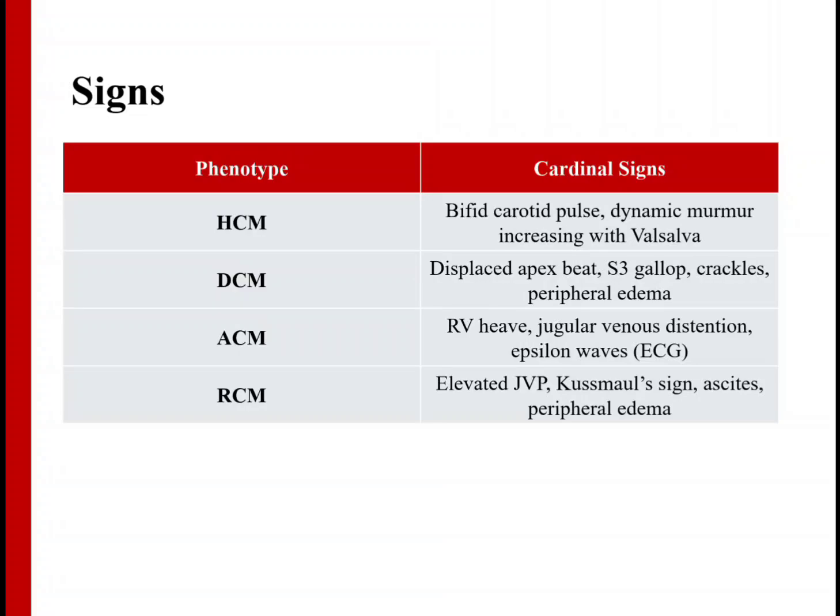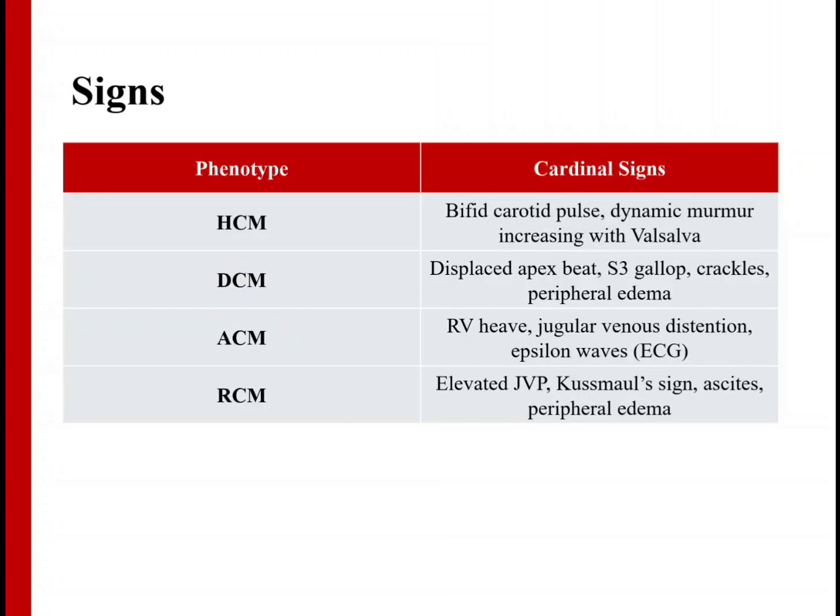In arrhythmogenic cardiomyopathy, you might find right ventricular heave, jugular venous pressure elevation. On ECG, you might see epsilon waves, which are subtle but pathognomonic finding. Palpable signs may be minimal in arrhythmogenic cardiomyopathy unless right ventricular failure is advanced.